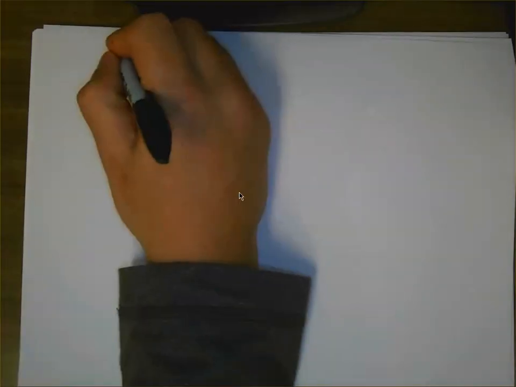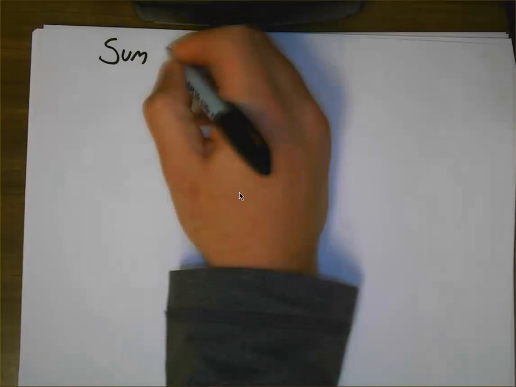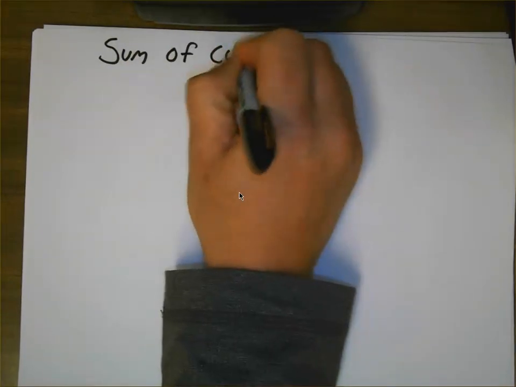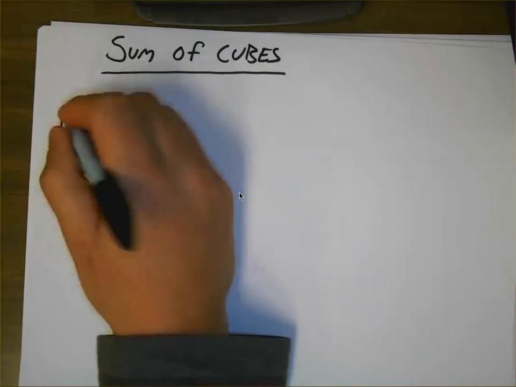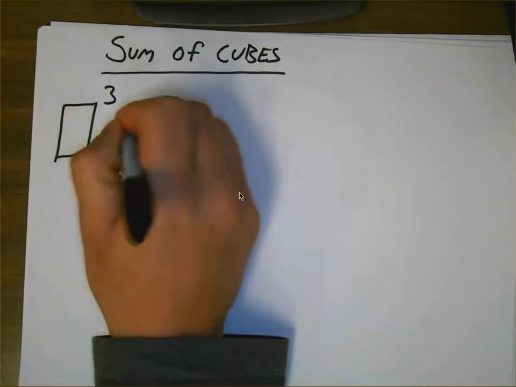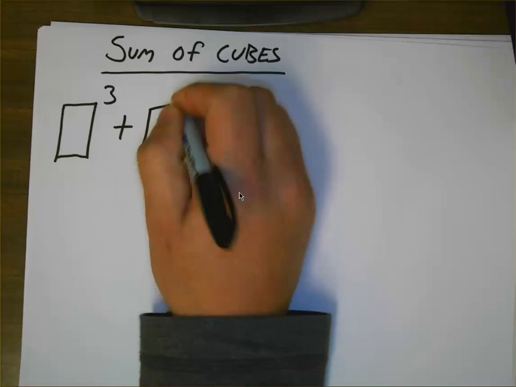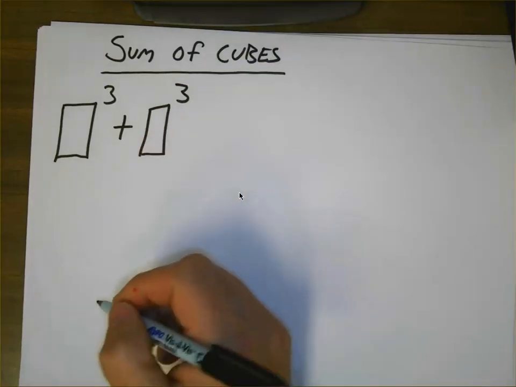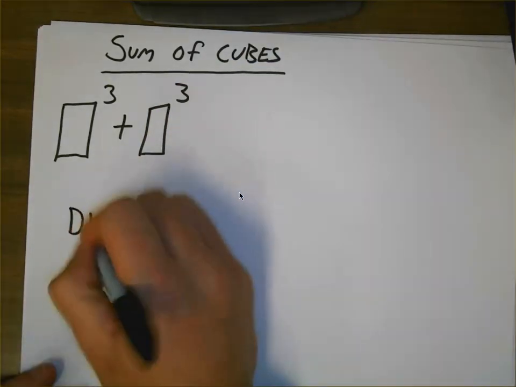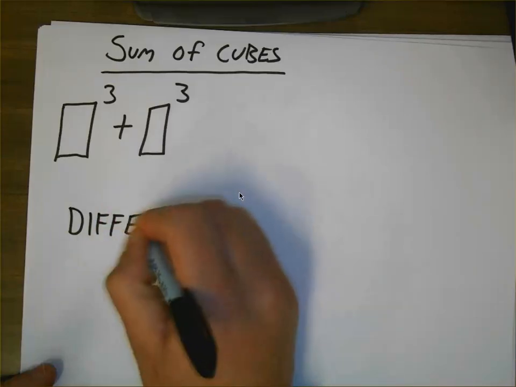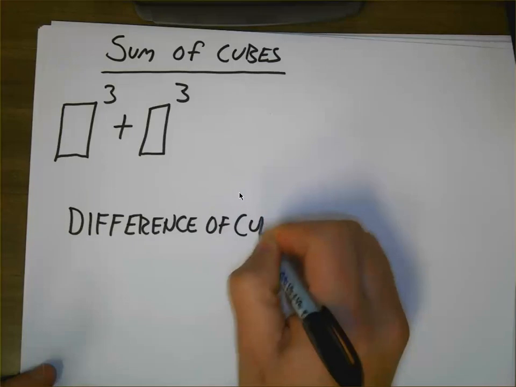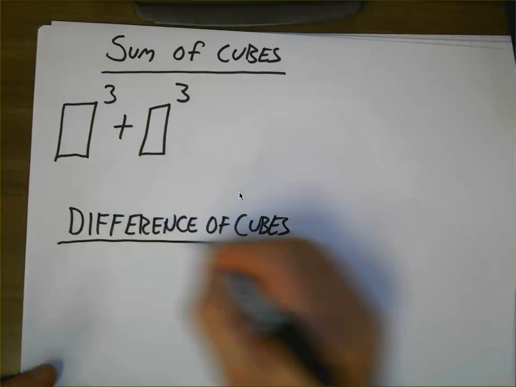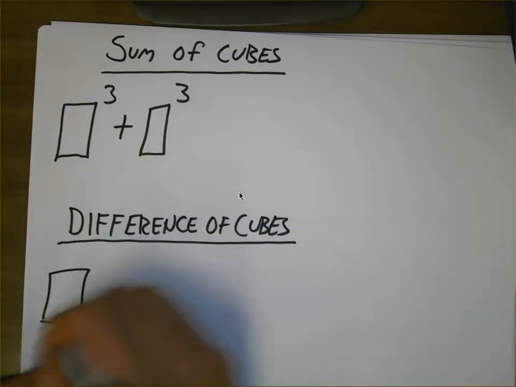Then there's a couple other ones. There's the sum of cubes. So what does this mean? You have a box cubed, and you're adding another box that is cubed. There's that one, and then there's also the difference of cubes.